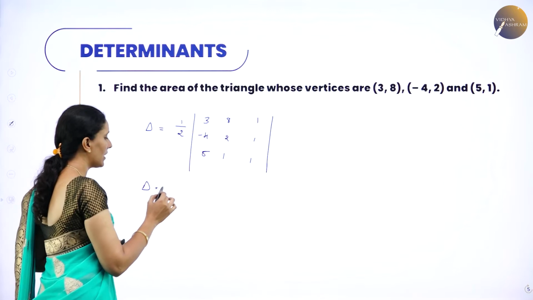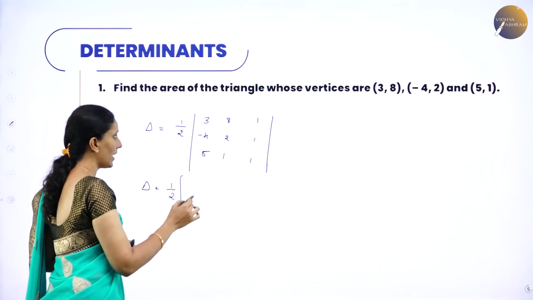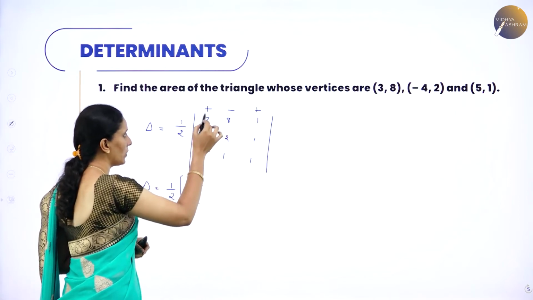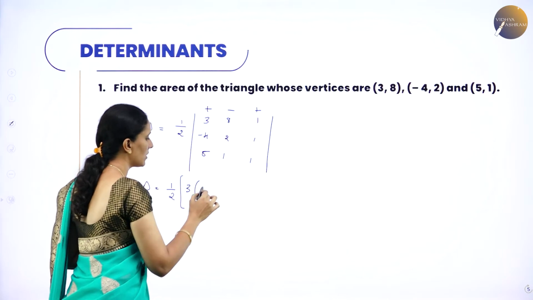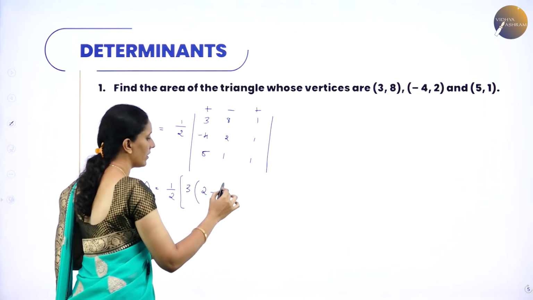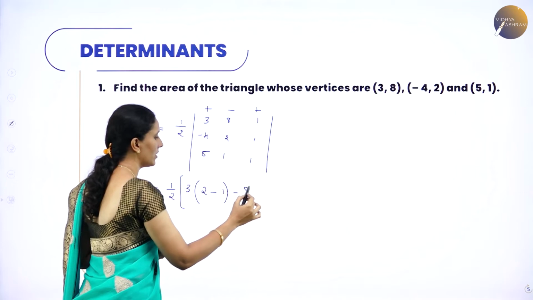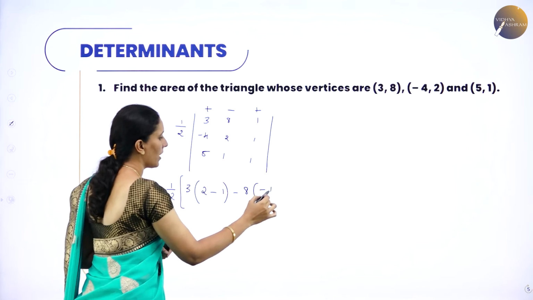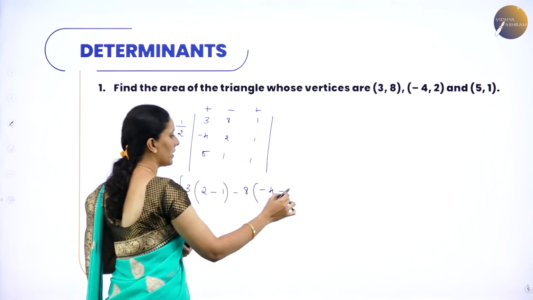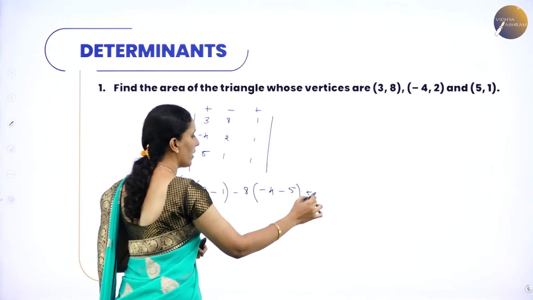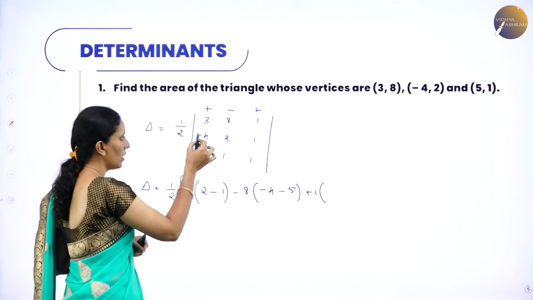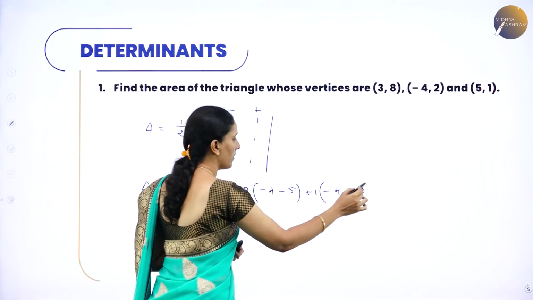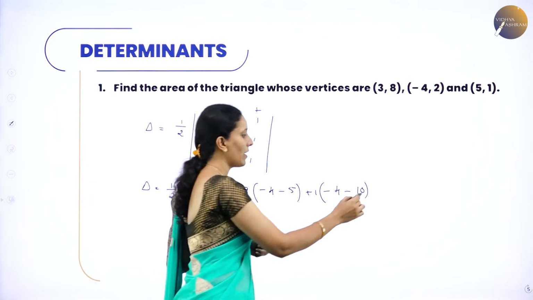We can expand with the help of the first row. So let me take the first row. We know the signs are plus, minus, plus. Let me take 3. 3 into, delete the column, delete the row: 2 ones are 2, minus 1 ones are 1. So this is done. Next is minus 8. So minus 8, delete the row, delete the column: -4 into 1 is -4, minus 5 into 1 becomes -5. The last one is plus 1. So delete the column, delete the row: -4 into 1 is -4, minus 5 into 2 is -10. So this is how we expand with the help of the first row.